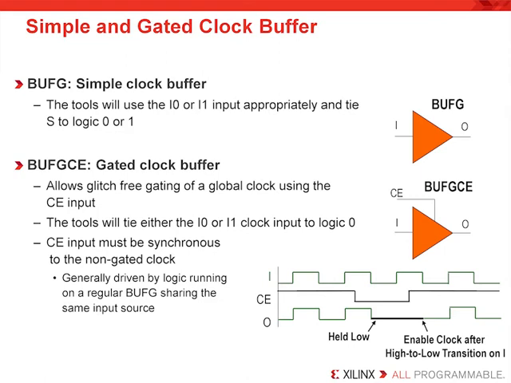In this case, the clock enable input must be synchronous to the non-gated clock. Generally, this means that the clock enable is derived by FPGA fabric running on a global clock sharing the same input clock. Now note that all three primitives, that is the BUFG, the BUFG clock enable, and the BUFG MUX, are explained in the Xilinx Unified Library of Primitives, which is available at support.xilinx.com for more information.